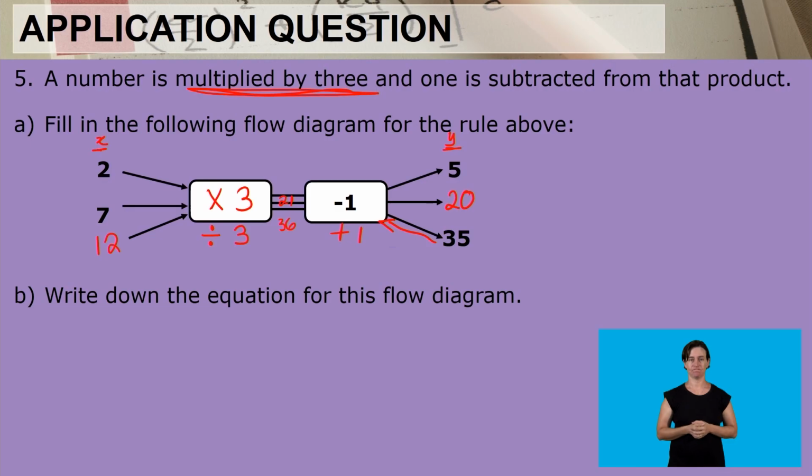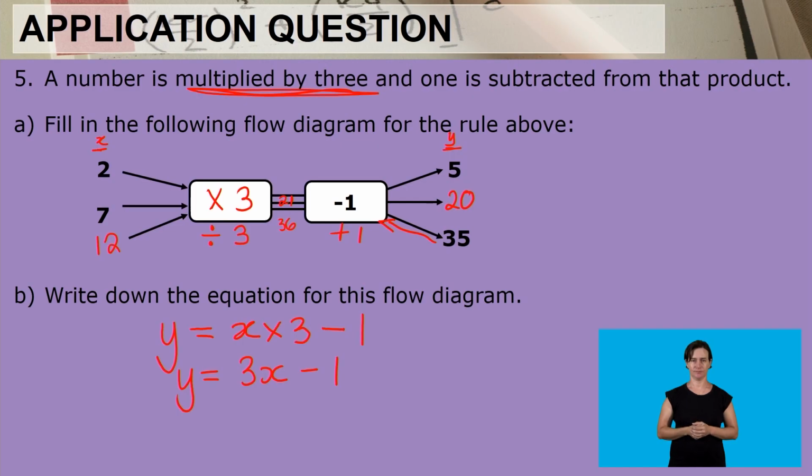Now, when we go on to B, it says, write down the equation for this flow diagram. Now, remember, an equation is just two expressions that are equal to each other. So we are going to use our variables to write down an equation or a formula for this flow diagram. We know that to get the output value, we are going to take the input value, and this input value is multiplied by 3, and from that product, we are going to subtract 1. So that means our formula or equation is going to be 3x minus 1.